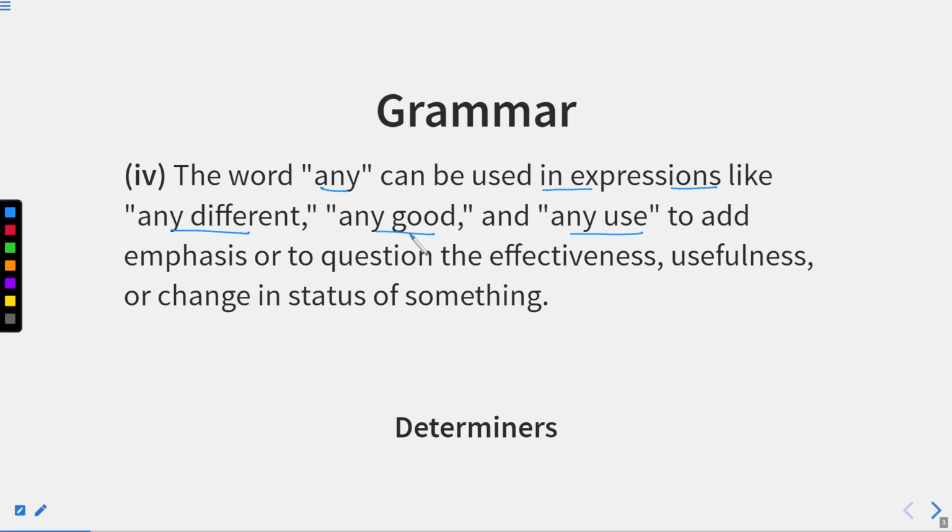Another expression is any good. If two things are there and we are comparing them, we can say, is there any good, or is there anything which is good about this? Maybe there is nothing good. So we just want to confirm whether there is some good or not. Any use is again in the same tone, to add emphasis or to question the effectiveness, usefulness, or change in status of something. So this is how we use these expressions like any different, any good, and any use. Let us elaborate.